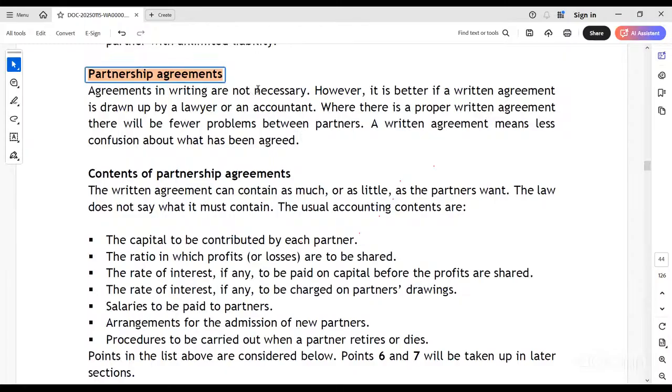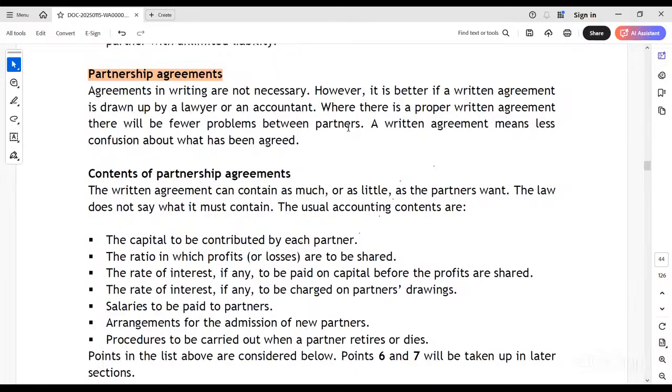Now, agreements in writing are not necessary. The agreement need not be in writing. However, it's better if a written agreement is drawn up by a lawyer or by an accountant. Where there is a proper written agreement, there will be fewer problems between partners. If you have an agreement which we are going to follow, then we don't expect to see problems. If there's any problem, we can resolve it because we have an agreement.